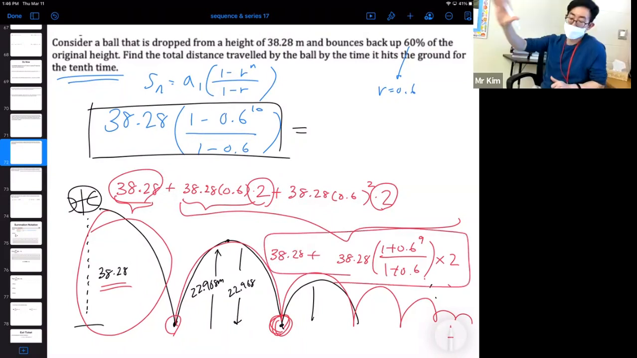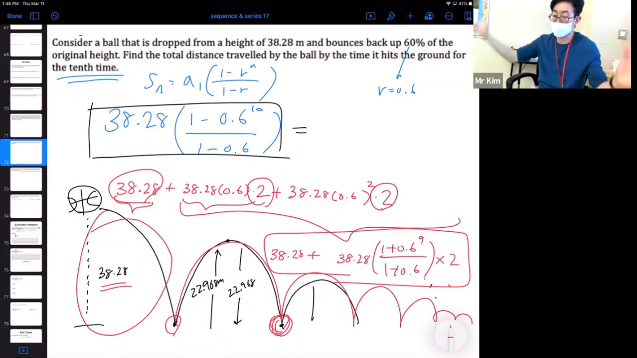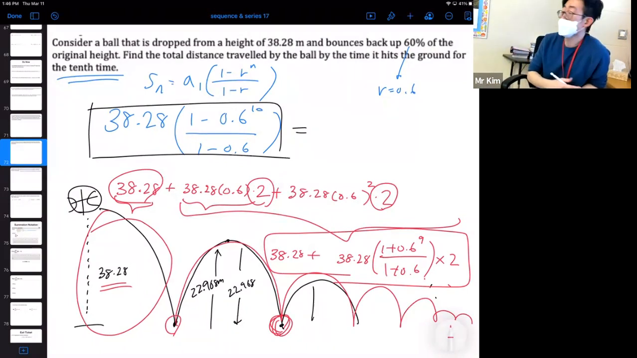So the first height plus the first height times the summation formula for geometric series, but you have to double that because it's going up and down. It's a good question. A basketball moving up and down. It's related to physics. I like it. It's real world.